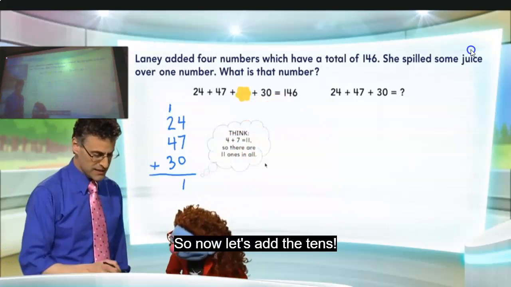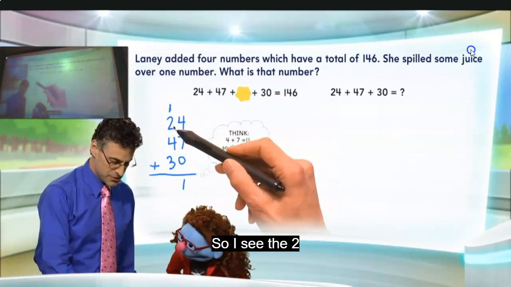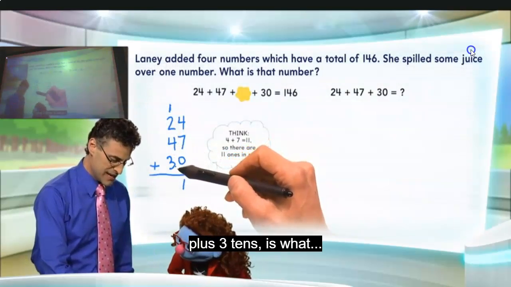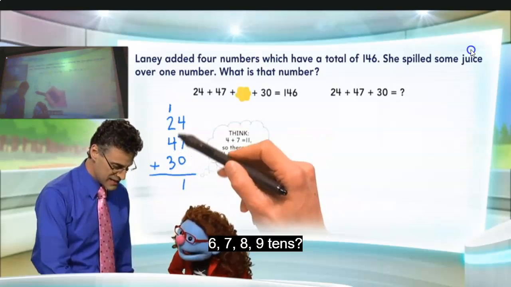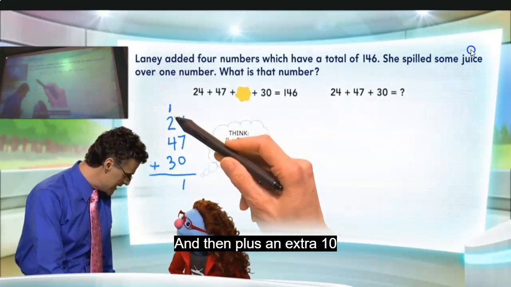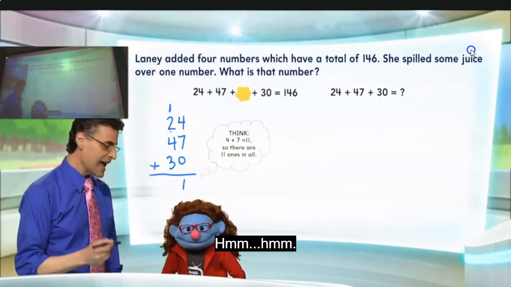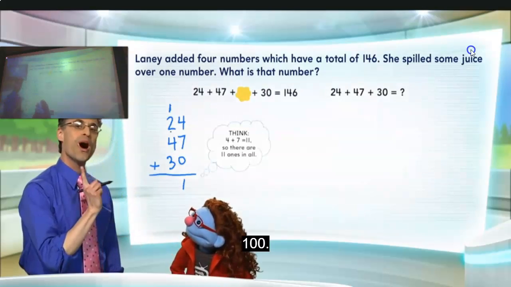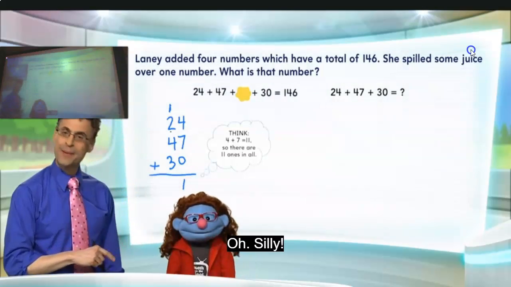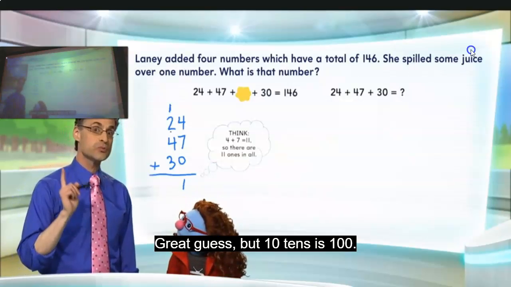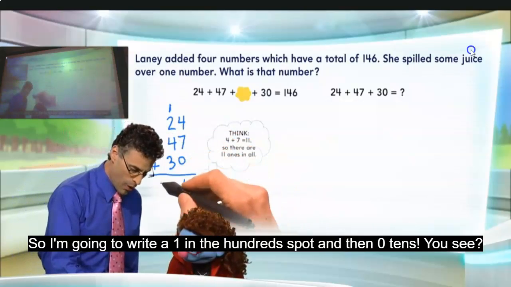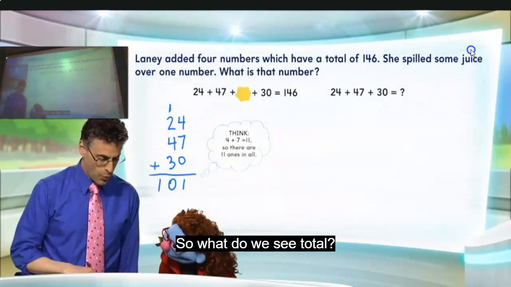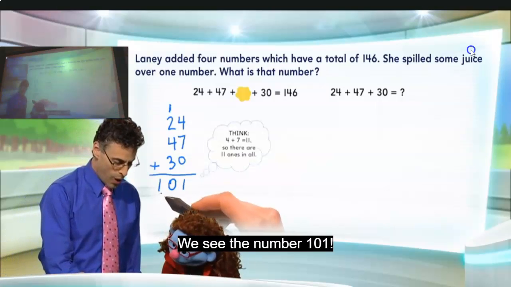Right. Okay, so now let's add the tens. Okay. So I see the 2 plus 4, that's 6 tens, plus 3 tens is what? 6, 7, 8, 9 tens. Right. And then plus an extra 10 is going to be 10 tens. And 10 tens is actually 100. Oh, silly. Great guess, but 10 tens is 100. So I'm going to write a 1 in the 100 spot and then 0. Oh, I see. So what do we see total? We see the number 101.